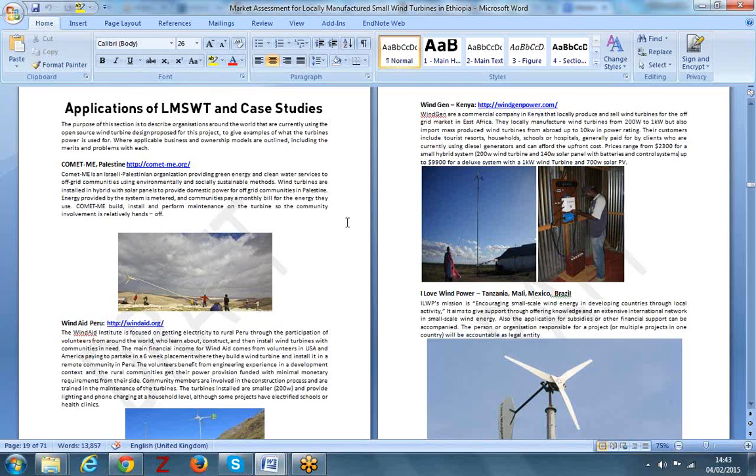Okay. Do you know what the main conclusions were? Is small wind suitable for Kenya or not? It's been a while since I read it now.